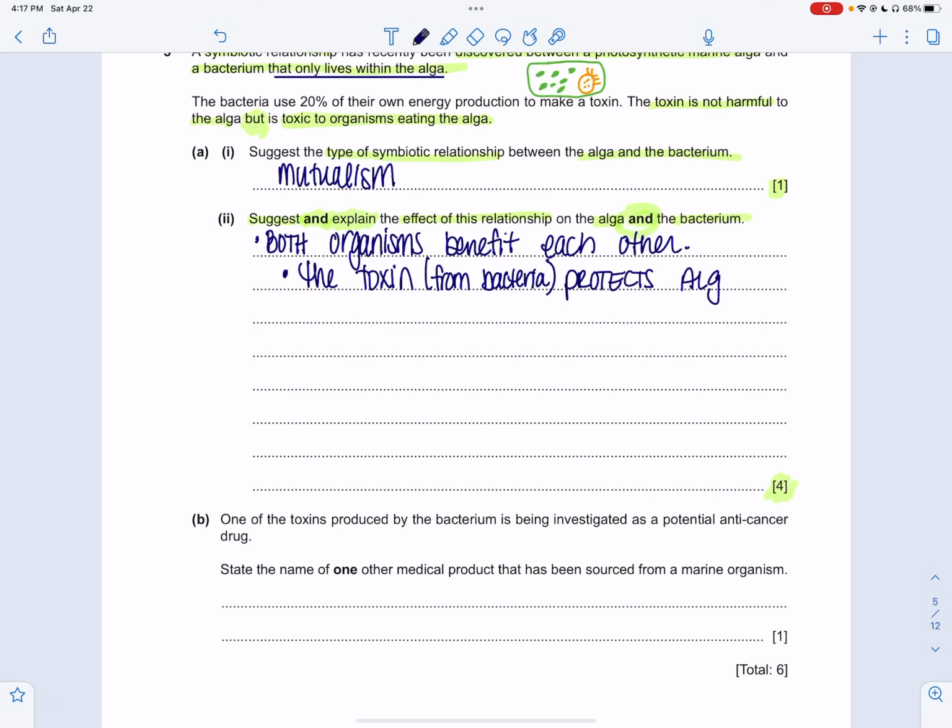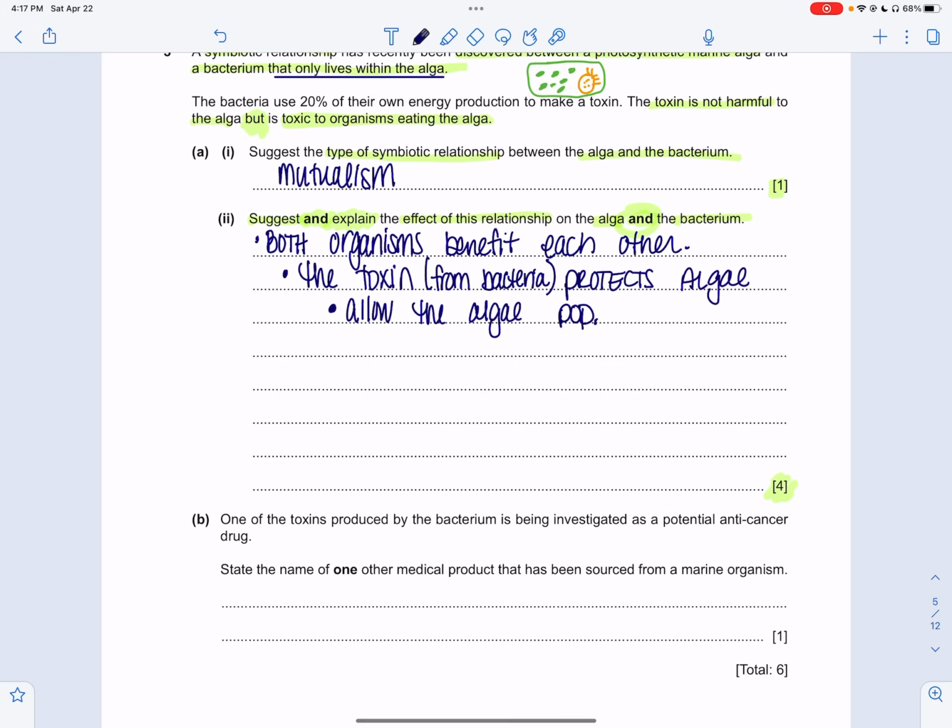Protects the algae. It's not that it just protects the bacteria. We need to talk about this in terms of it being mutualistic and them benefiting each other. So obviously the toxin is going to protect the bacteria or it would die from it, but it will protect the symbiont that it lives inside. And this will allow the algae population to increase.